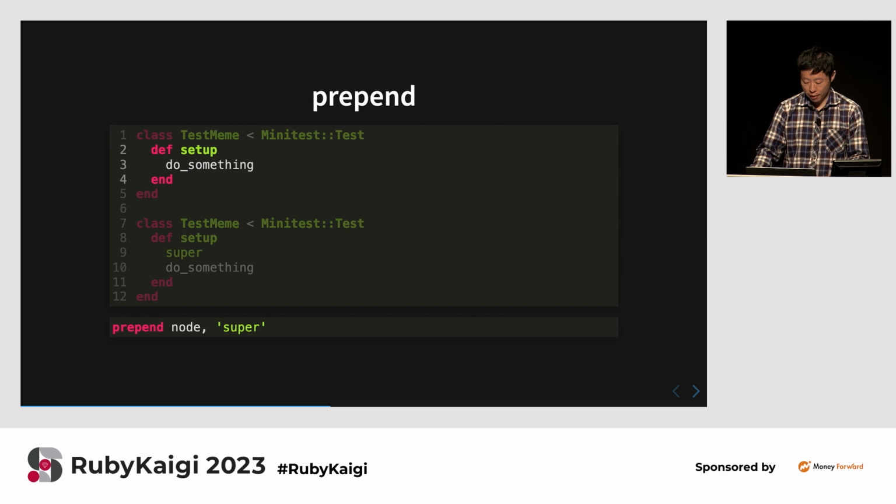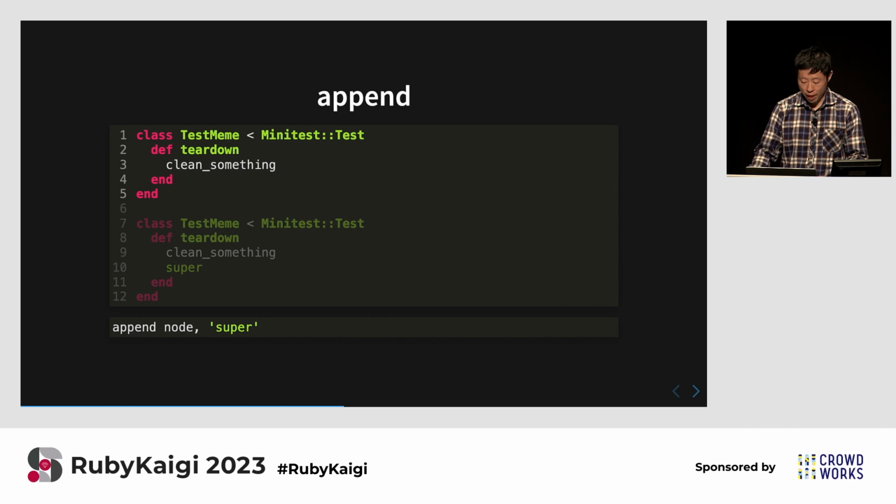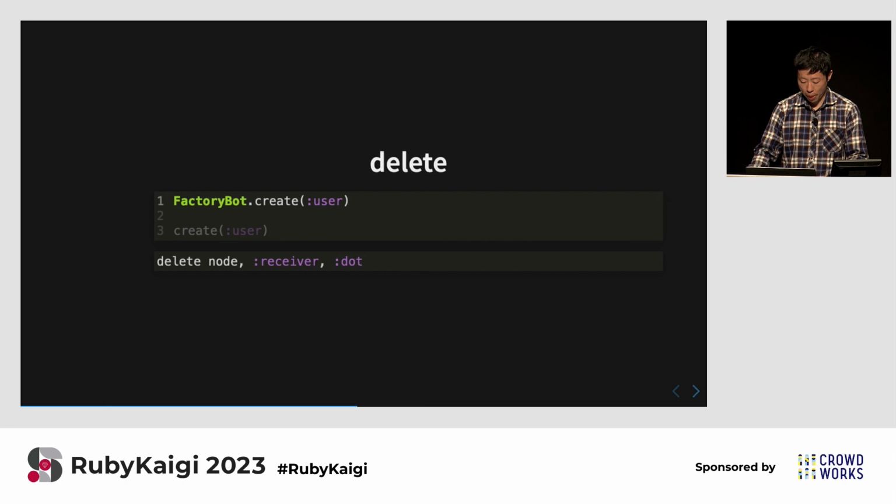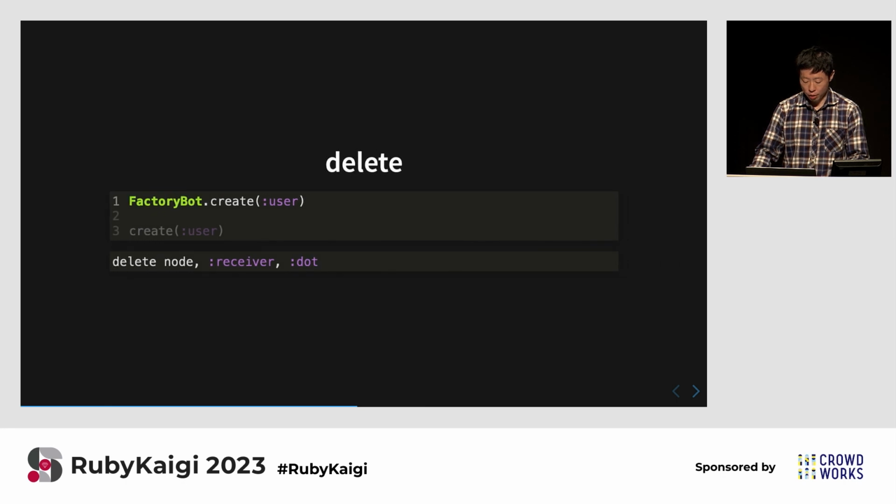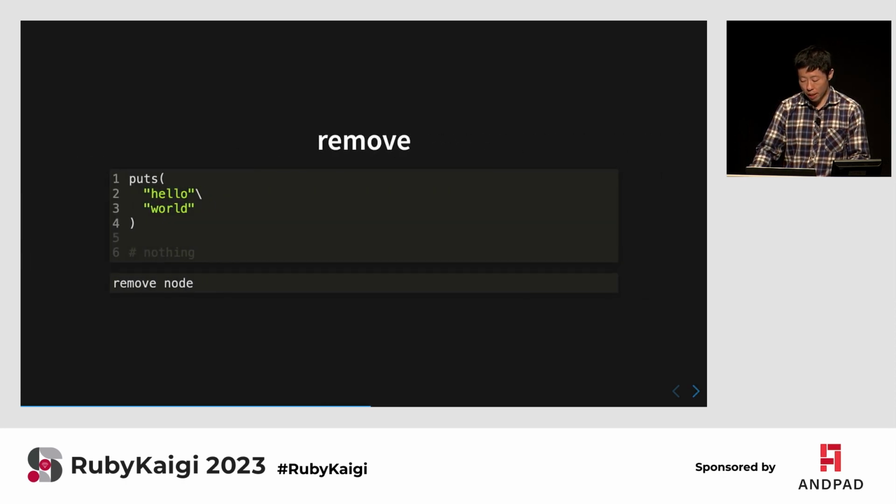You can use prepend to add a super to the beginning of a setup method, and use append to add a super to the end of the teardown method. And you can also use delete receiver and dot to remove the factory dot, and the source code will be replaced with create user. And the remove method will remove the whole code of the node. Here it removes the whole puts statement.